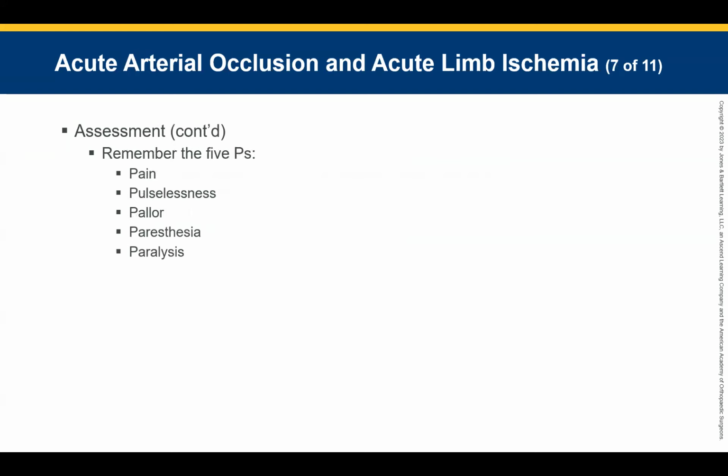IV fluids for these people. That's really what we're doing: getting oxygen as needed, treating pain as needed. This 5 P's of whatever, I hate this, but I've seen this on the platinum. Pain, pulselessness, pallor, paresthesia, and paralysis.